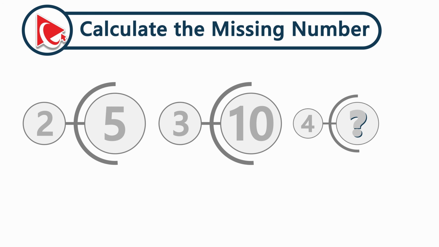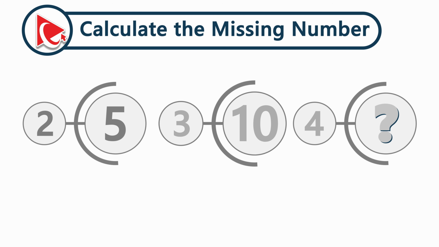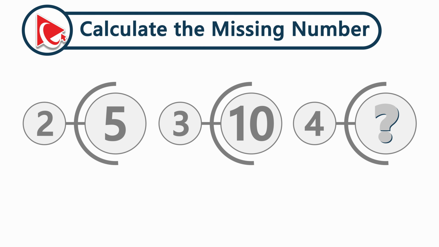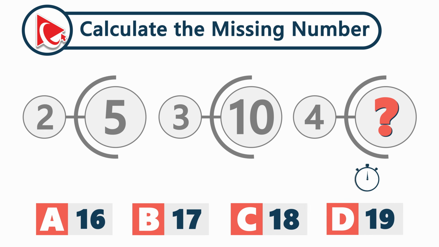You're presented with 3 pairs of circles. First pair has numbers 2 and 5. Second has numbers 3 and 10. And then the third pair only has one number, 4. And you need to calculate the missing number and select your answer out of 4 possible choices: A, 16, B, 17, C, 18, or D, 19. Can you work it out and pick it from the answers provided?